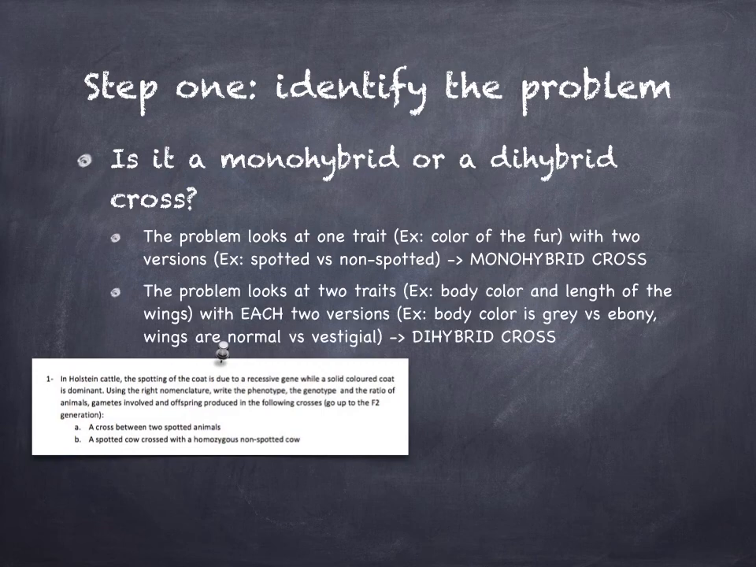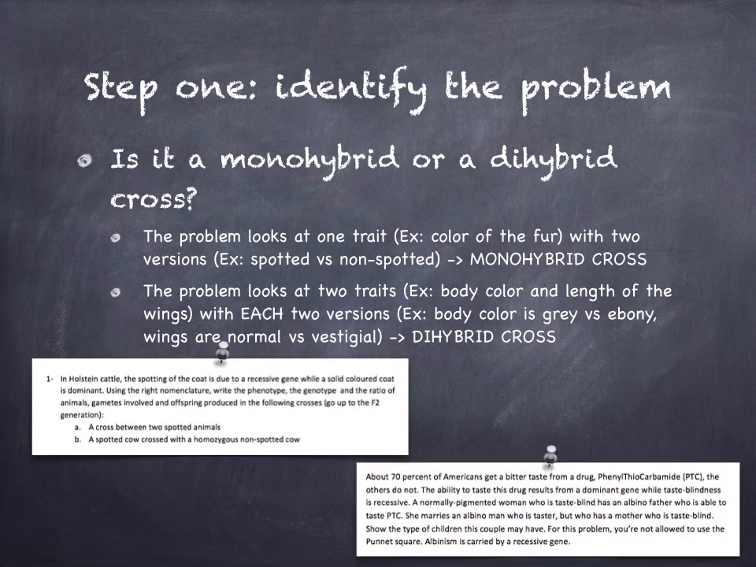If, in contrast, the problem looks at two different traits, so for example, the color of the body and the length of the wings, with each of the traits having two different versions, so let's say the body color can be gray or ebony, and the length of the wing can be normal or vestigial, then you're looking at two different traits with each two possible versions. So this is a dihybrid cross.